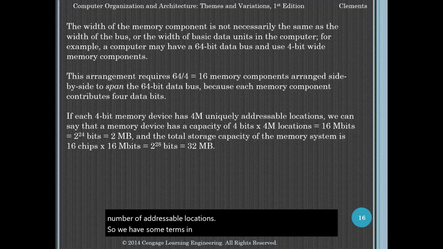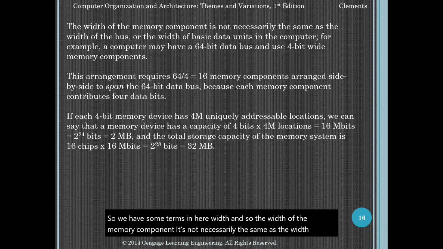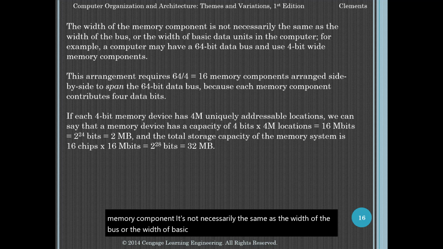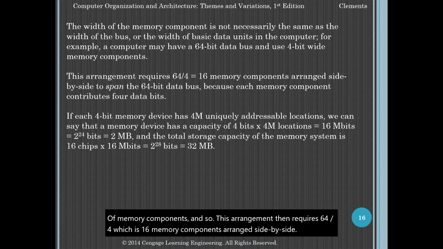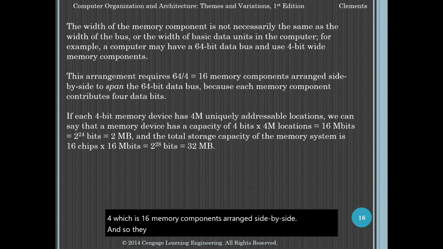And so the width of the memory component is not necessarily the same as the width of the bus or the width of basic data units in the computer. So, for example, a computer may have a 64-bit data bus and 4-bit wide memory components. This arrangement then requires 64 divided by 4, which is 16 memory components arranged side by side, and so they span the 64-bit data bus.